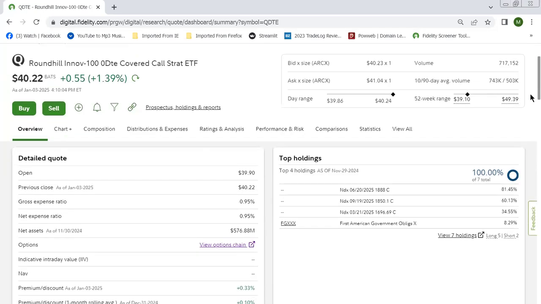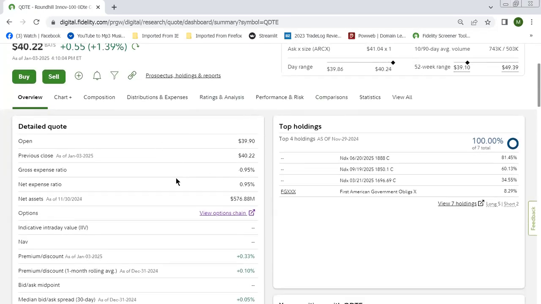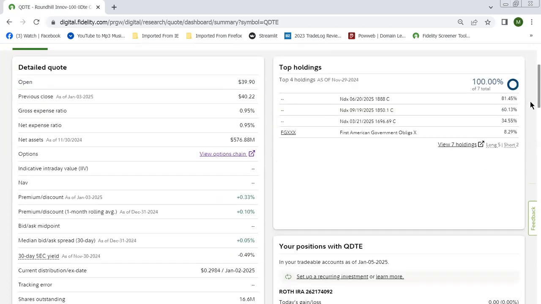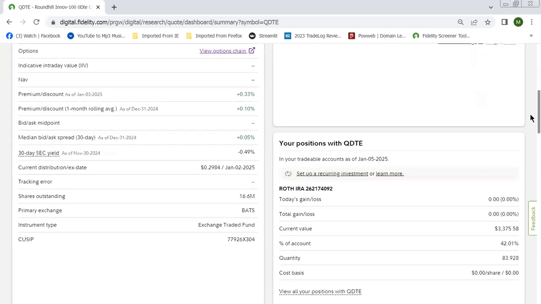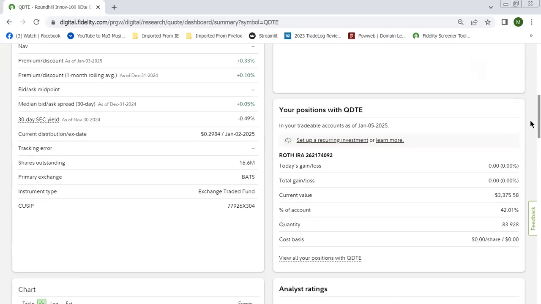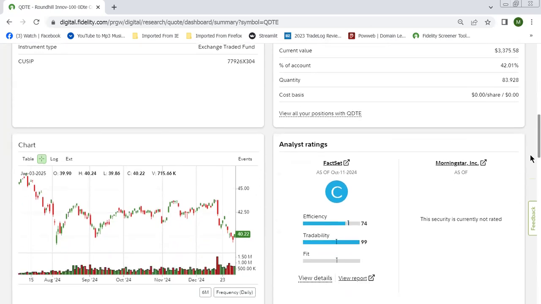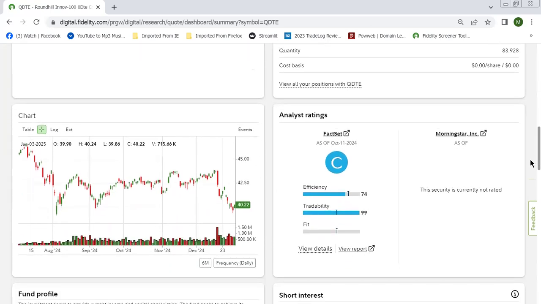QDTE, I'm sorry. So it'll show you this. You don't see the dividend information on here. You don't see the chart. It's got a lot more information, basically the same 16 million float. So it's a little harder to quickly look at than E-Trade, where you can quickly get a lot of information.